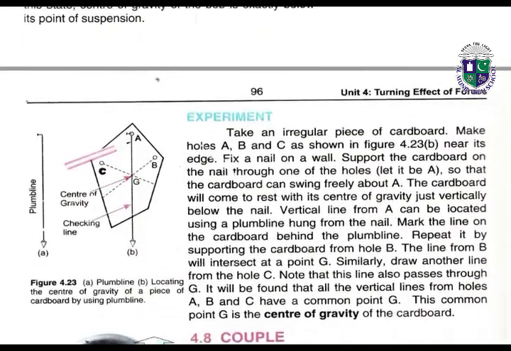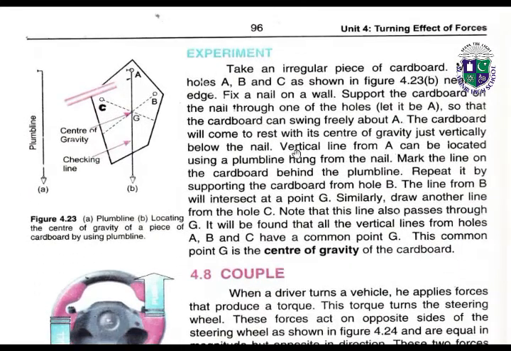Look at this experiment. Here we have the plumb line. Students, this is the plumb line, a string with a weight, and it is called the plumb line. If we have some irregular shaped body, look at this body. This is an irregular shape. We have to mark 3 points A, B and C. Make holes at points A, B and C, and one by one hang it, and also hang the plumb line.